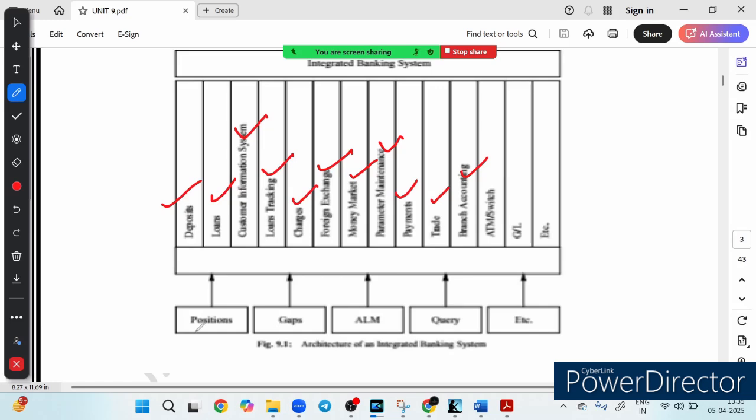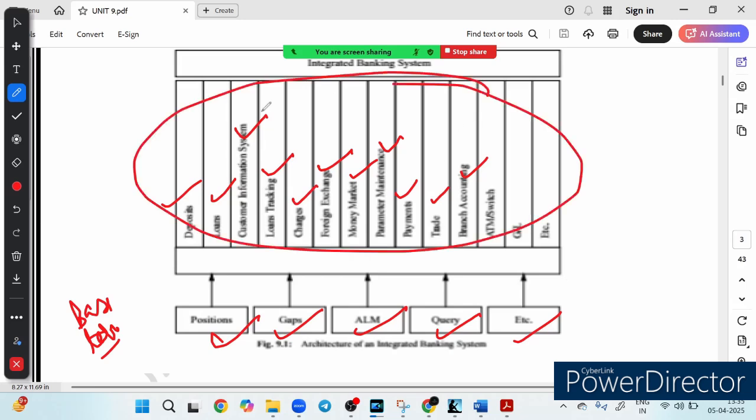And finally at the bottom we have the base tables. Base tables hold important data used across departments, like positions, gaps, ALM, asset liability management, query logs, etc. So these diagrams show how a bank connects with the outside world through various channels, manages and secures that interaction, and finally processes everything internally through its integrated banking system. This is called IBS, integrated banking system.